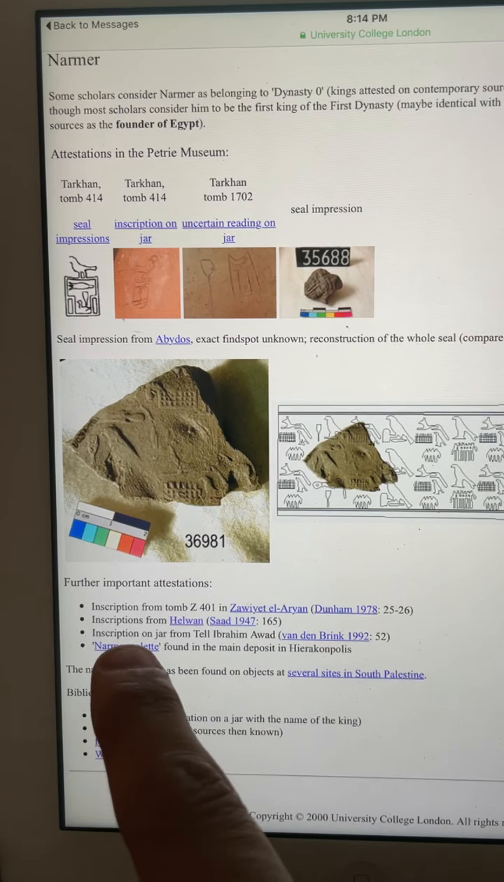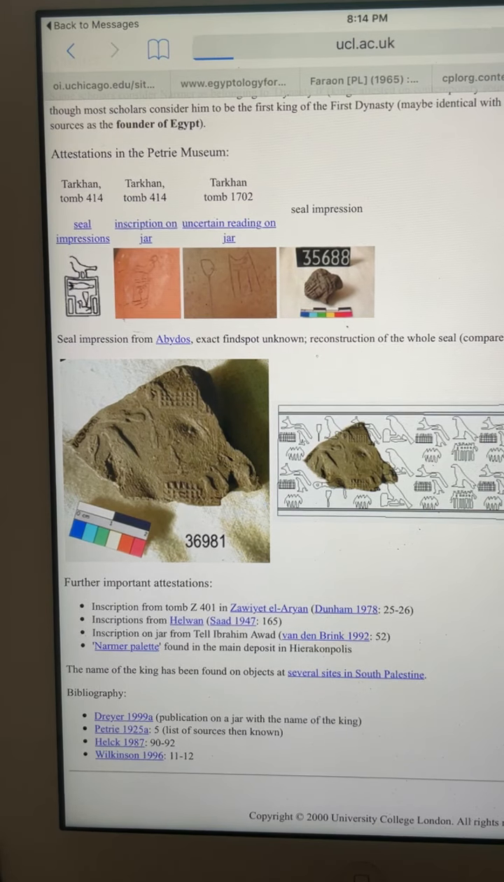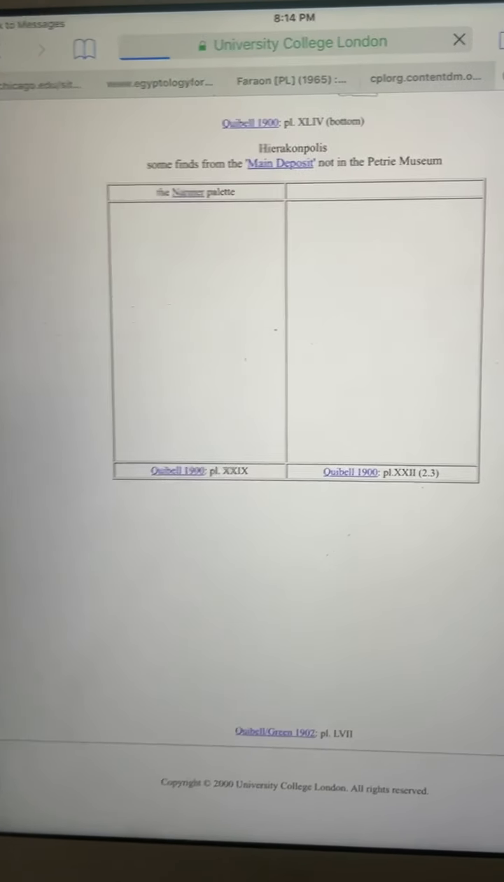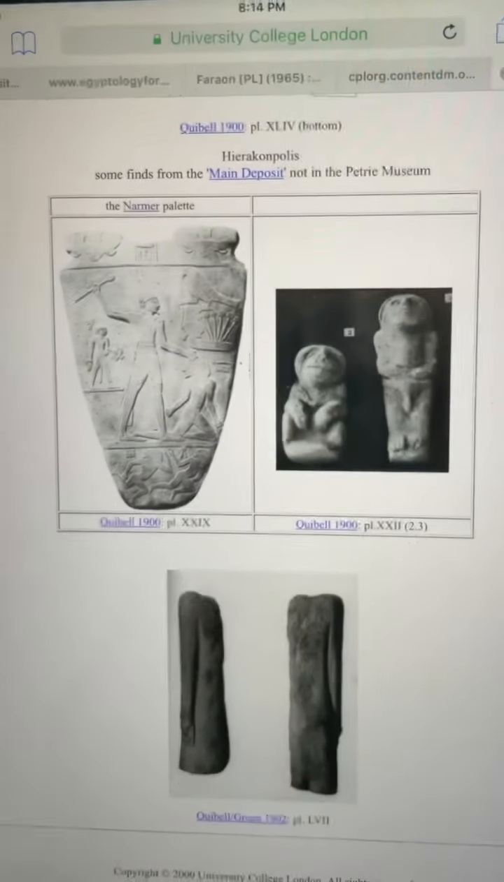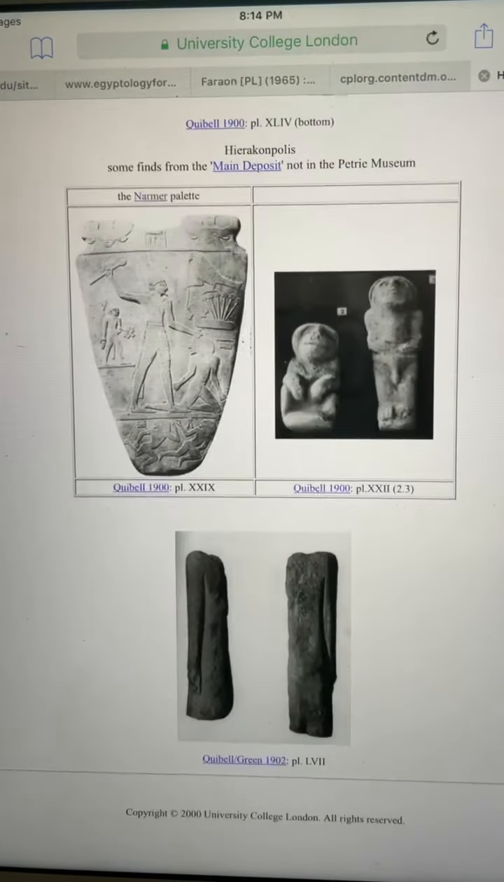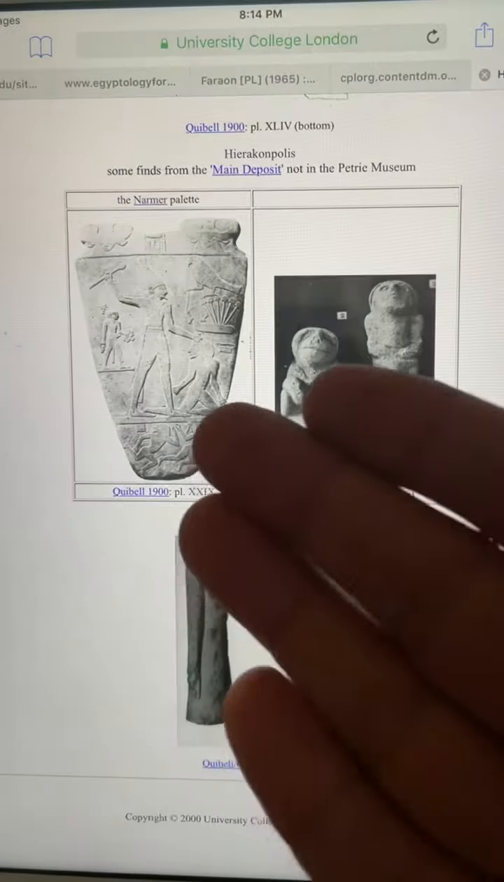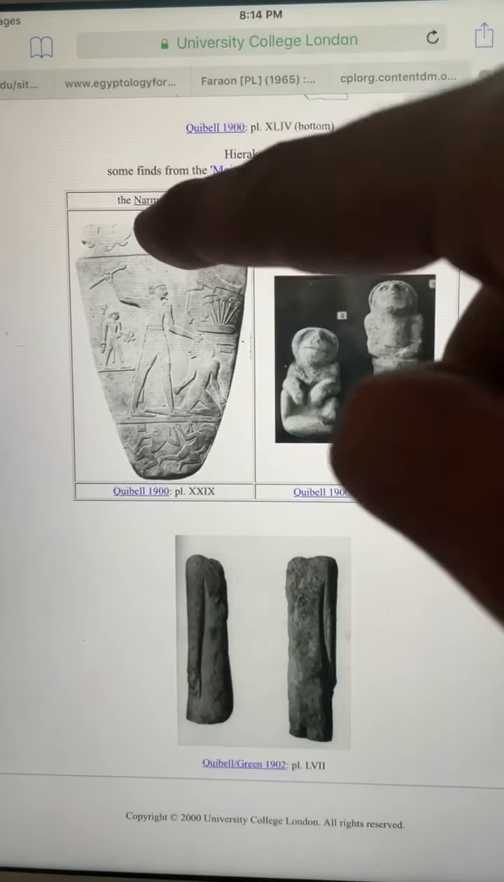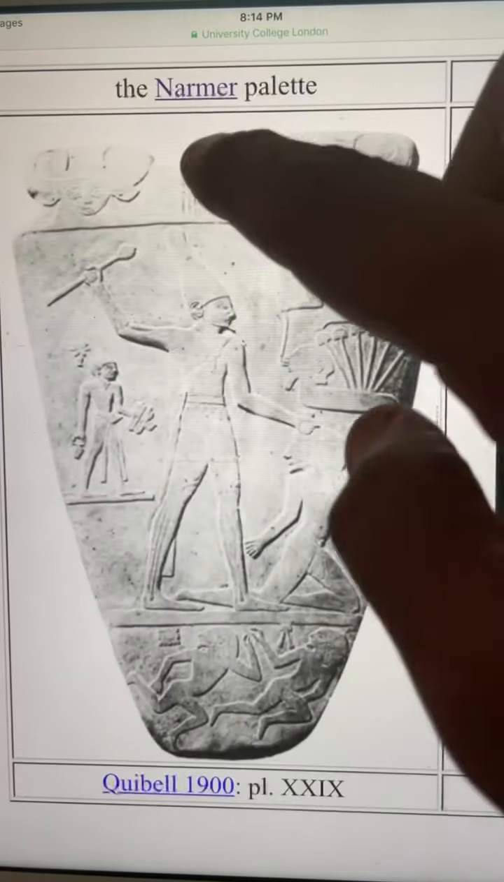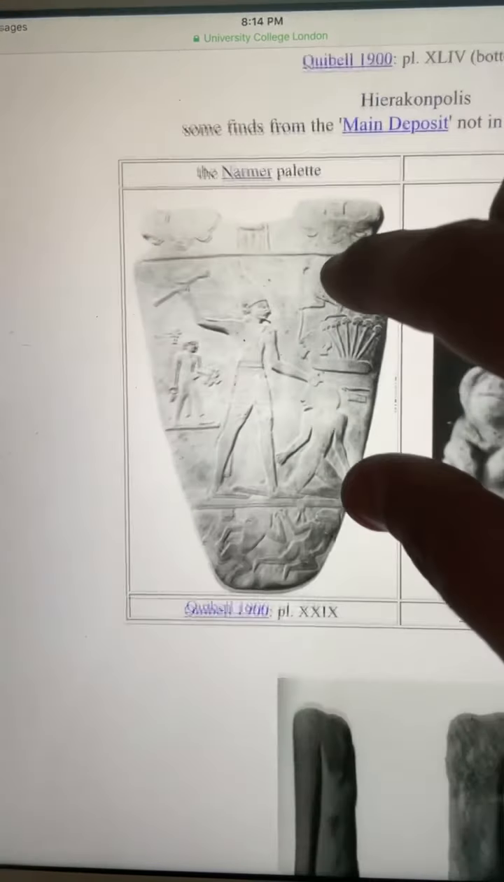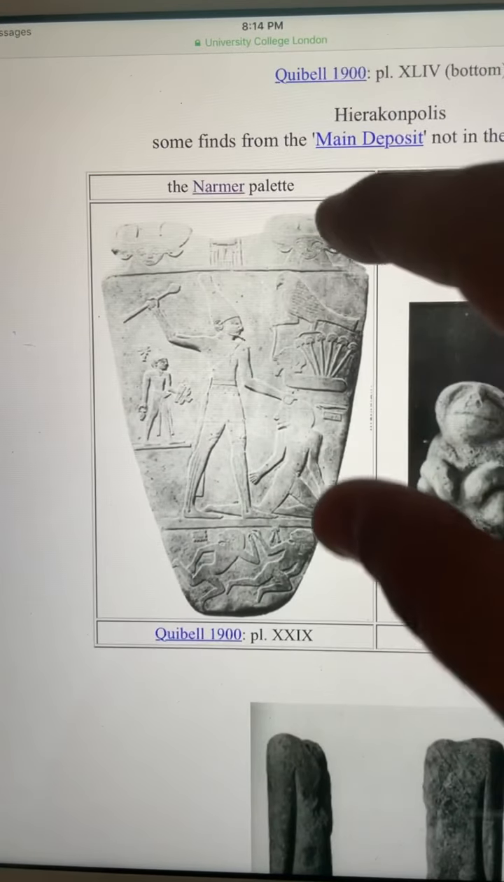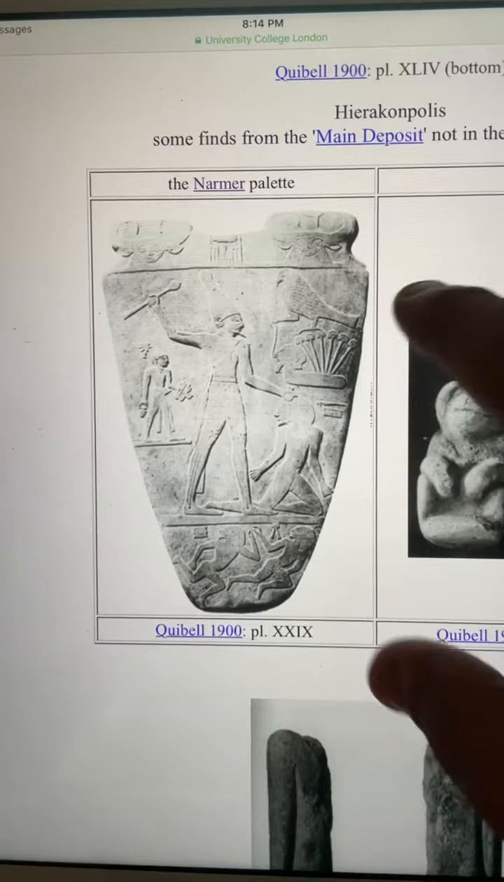So the Namre Palette was by far the most famous. I'm sure you all know this when you see it right now. This is the Namre Palette. I'm sure you all know what it is. Some of you have done the research. And this is basically how it tells us that this is Namre. His name is written right up there. I don't know if you could see that right up there. So this is the first true pharaoh of Egypt, the unifier, the conqueror, from what is considered in ancient times.